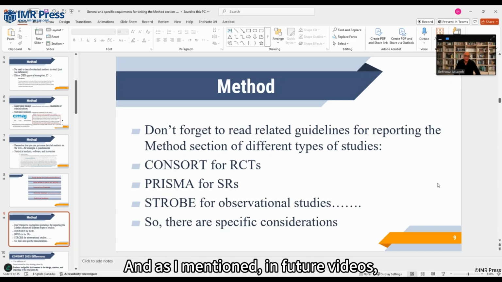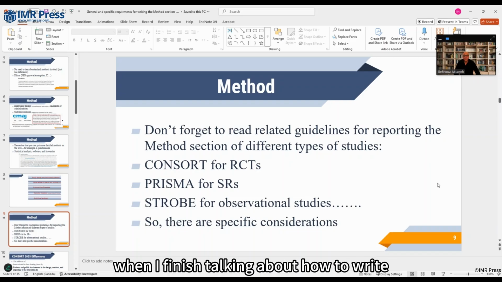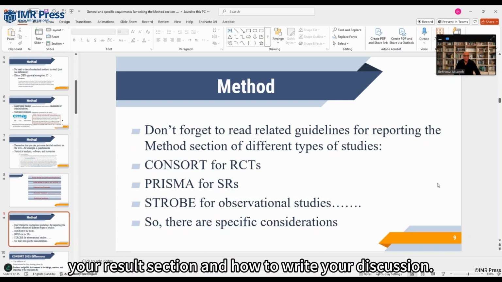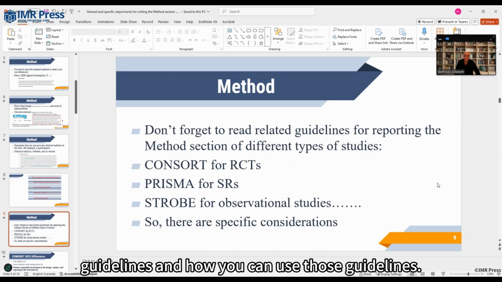And as I mentioned, in future videos, I will talk about these different types of studies when I finish talking about how to write your result section and how to write your discussion. And in that video, I will talk about different guidelines and how you can use those guidelines.